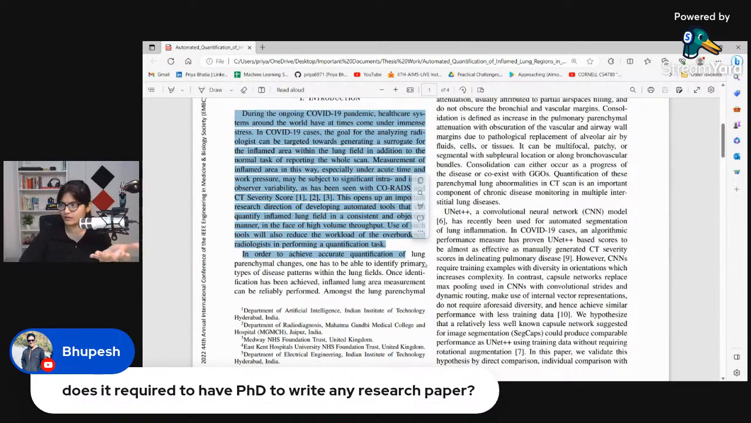I have talked about here that in India, there are not that many radiologists as compared to outside India. And because COVID-19 is very high in India, we need some automatic AI-based tool to detect whether a person has COVID-19 or not by looking at the CT scans. So that was my problem statement, which I have explained here.